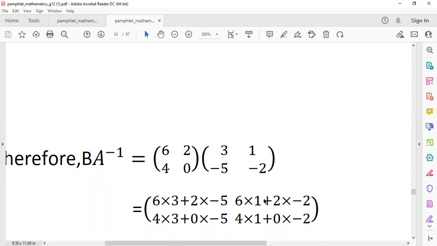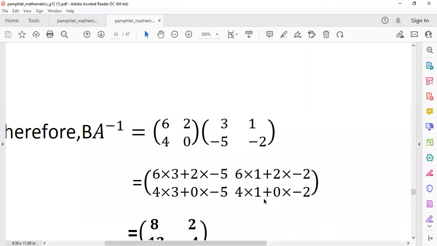So let's see what we have here. 6 by 3, that's 18. Plus 2 by negative 5, that's negative 10. So it's 18 plus negative 10. Yet again, let's write our numbers here using our pencil. So it's 18, of course.